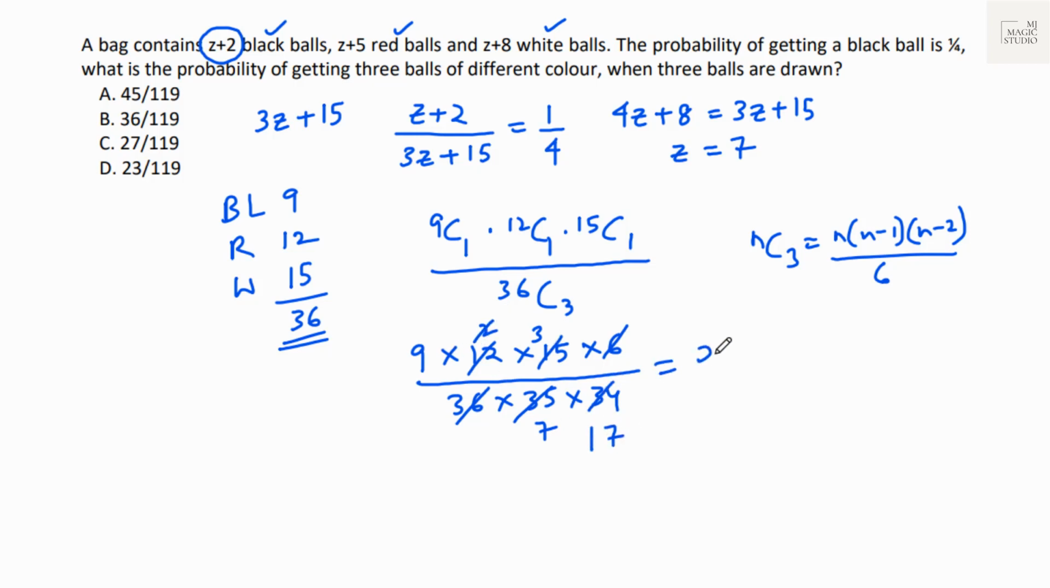So 9 into 3 is 27. And 17 into 7 is 119. So the final answer is 27 by 119. That is in option C.